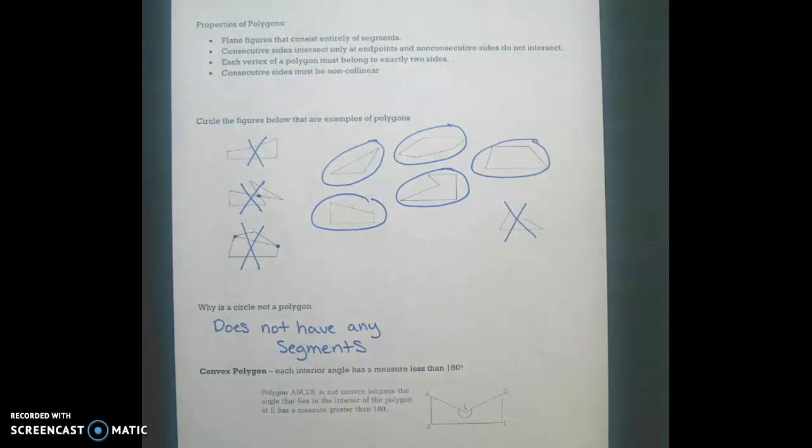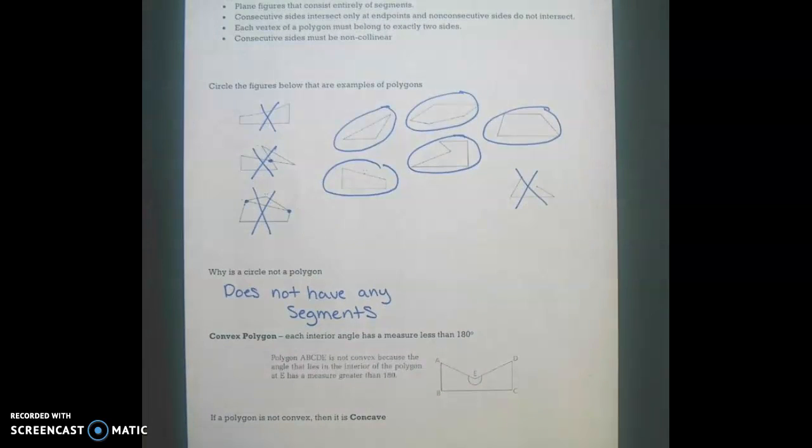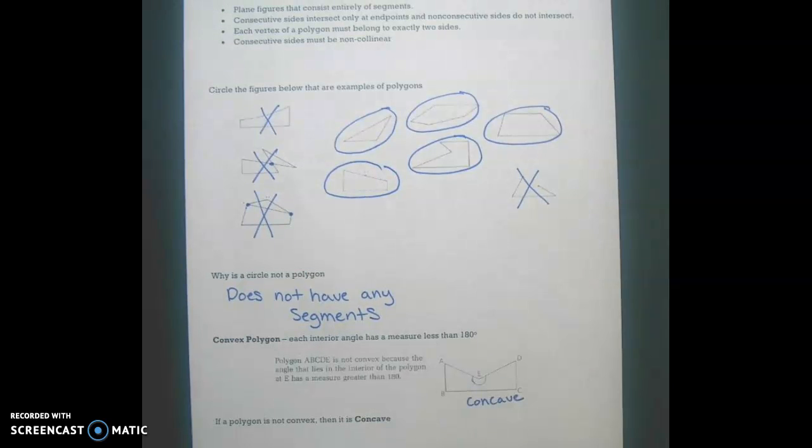Okay. Now we're going to talk about the difference between a convex and a concave polygon. A convex polygon is one where each interior angle has a measure less than 180 degrees. This one here would not be convex because this angle E here is greater than 180 degrees. So if a polygon is not convex, then it is concave. So this is a concave polygon. It is not convex.